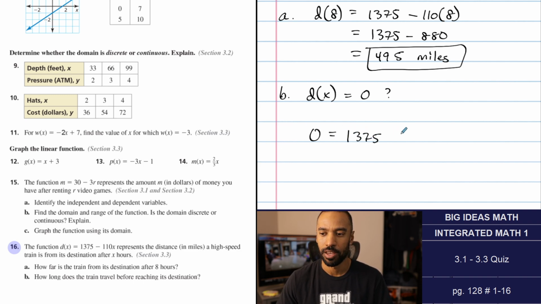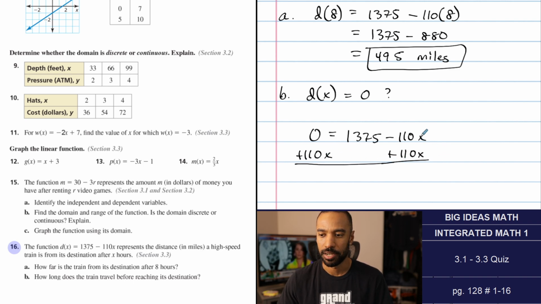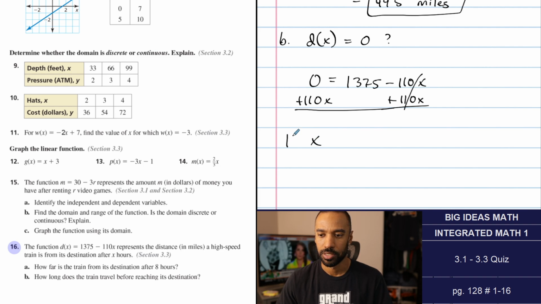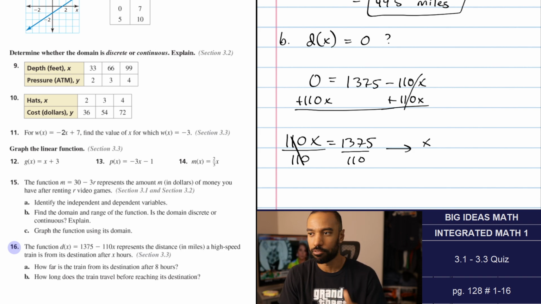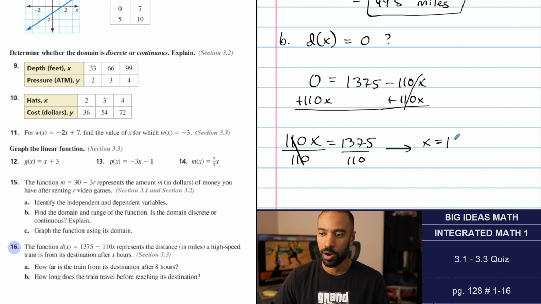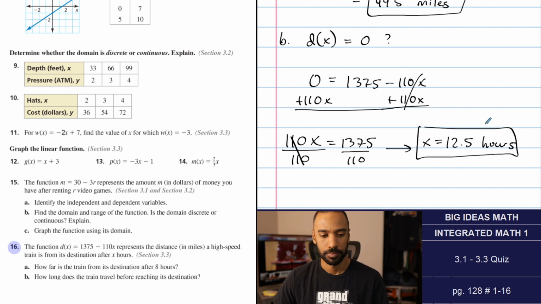So 1375 minus 110 times x. If I add 110x to both sides and then divide both sides by 110, we will figure out what that x value is that gets us our destination. I don't think hourage is a word. Hopefully it's a nice clean number, but 1375 divided by 110 is 12.5. So x equals 12.5, and because it's a word problem, we have some contextual units: that's hours. It'll take 12.5 hours on our train till we arrive at our destination.